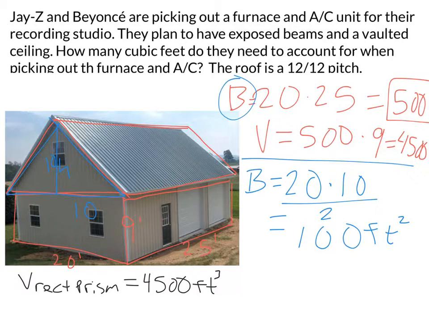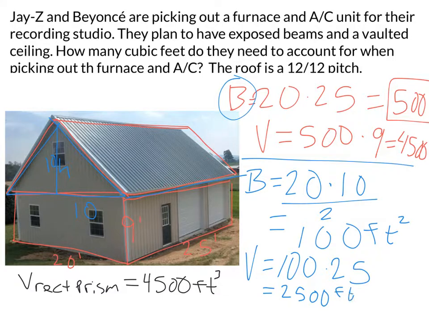Well, what's my height when I'm thinking in respect of the volume? That's this dimension right here. So my volume is going to be the big base, 100, times the height, which is 25 in this case. So it changes up based on the way you're looking at it, and that's totally fine. All right. So that would end up being 2,500 feet cubed.